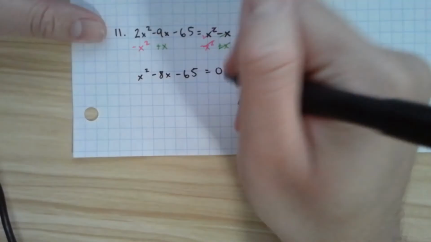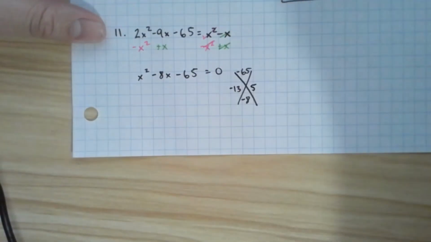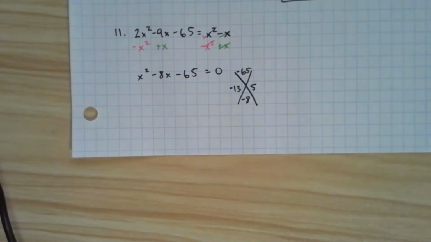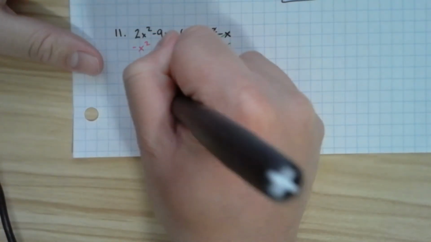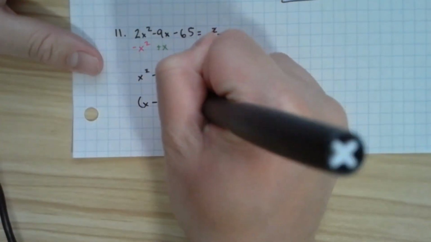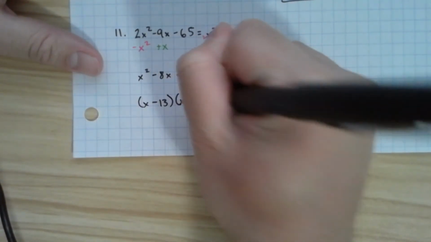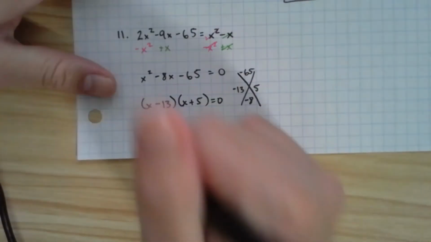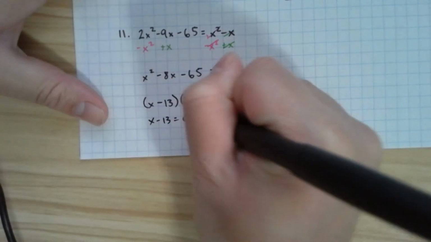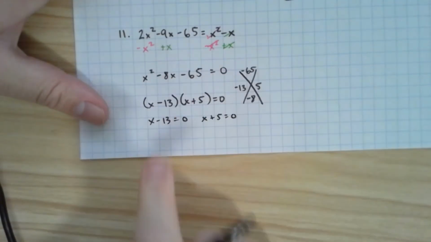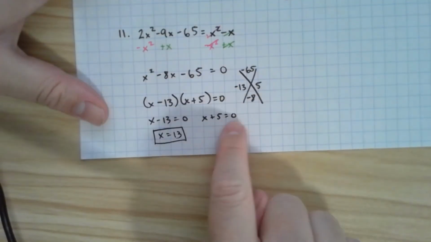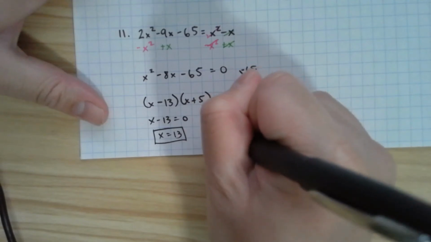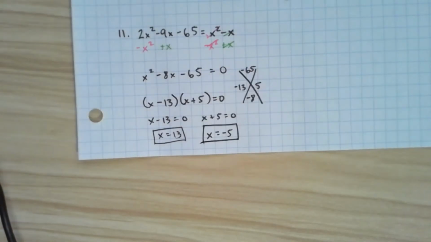I'm getting negative 13 and 5. Okay, those multiply to negative 65 and they add up to negative 8. So then x minus 13 and x plus 5 is equal to 0. Set each of these equal to 0. Add 13 to both sides. Subtract 5 from both sides. And there you go.